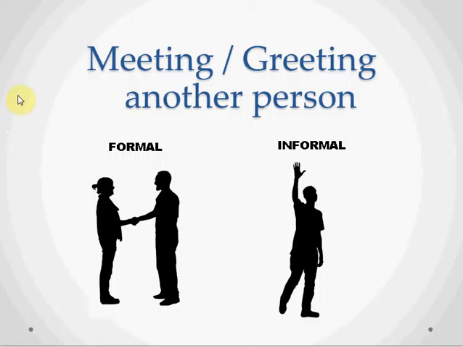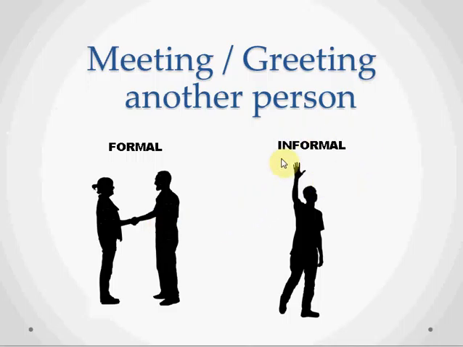Okay, in this video, I'm going to talk about the phrases that we use when we meet and when we greet another person. First of all, you have to know that there are two different forms of languages. We can sometimes use a formal language and sometimes we use an informal language. A formal language is used when we are speaking with a person that we don't know very well, a person that is a stranger to us.